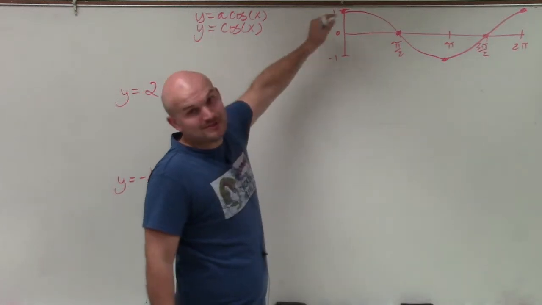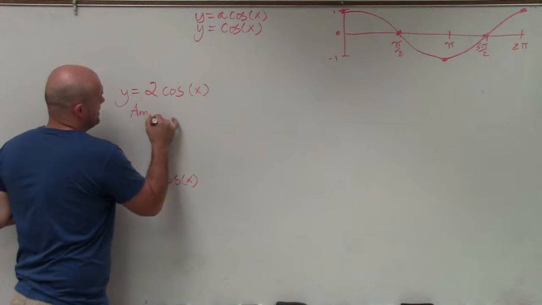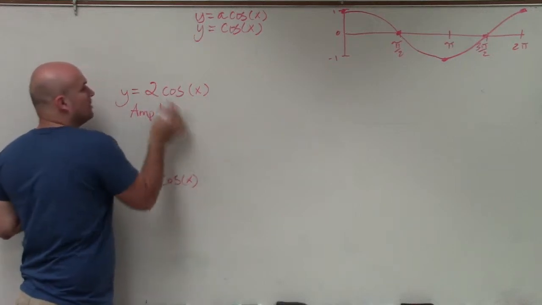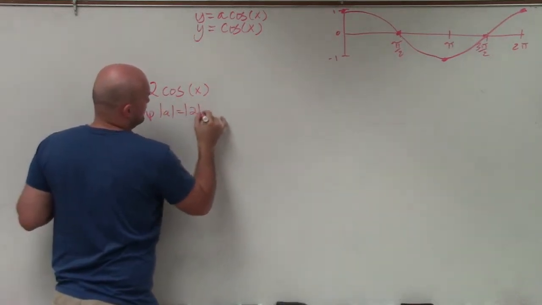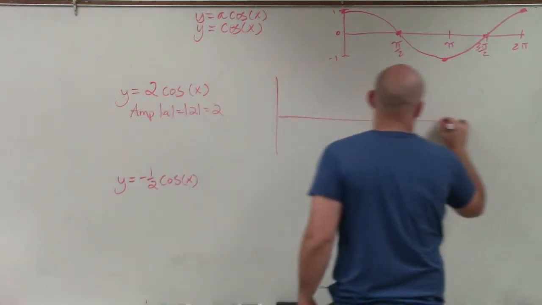So whatever my amplitude is, that is how high I am going to go on my graph. So the amplitude is the absolute value of a. Well, a in this case is 2. So the absolute value of 2 is just going to equal 2. So I'm going to graph this.